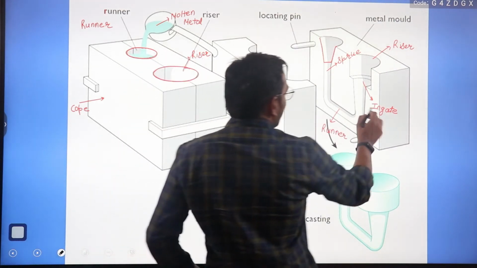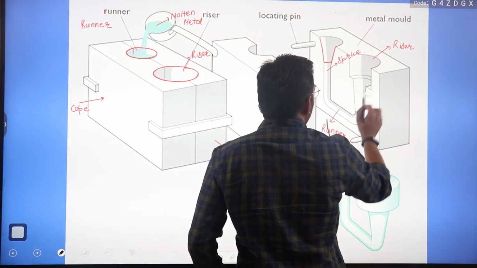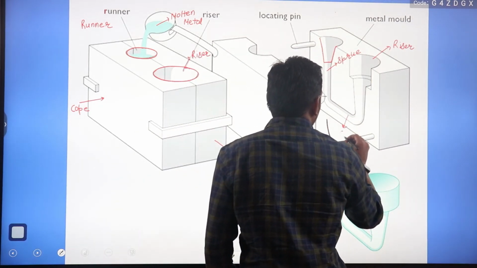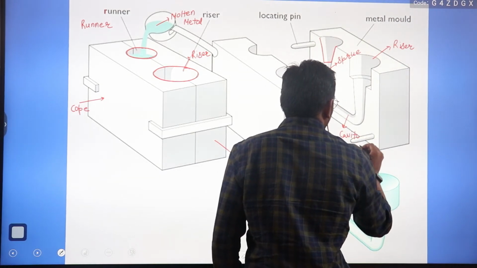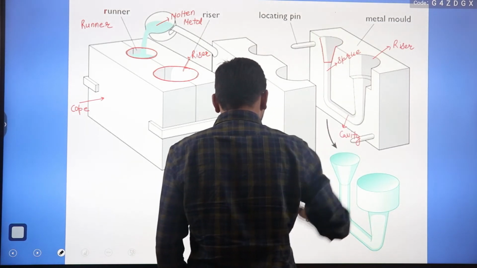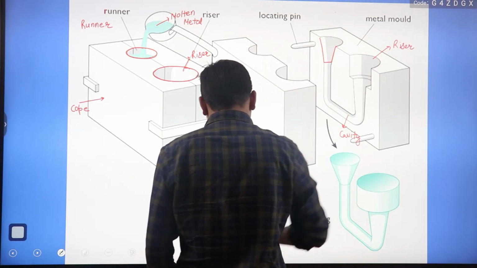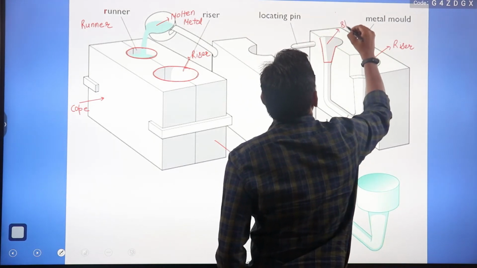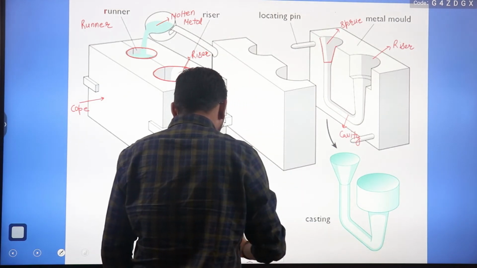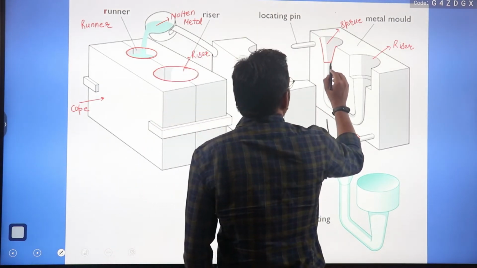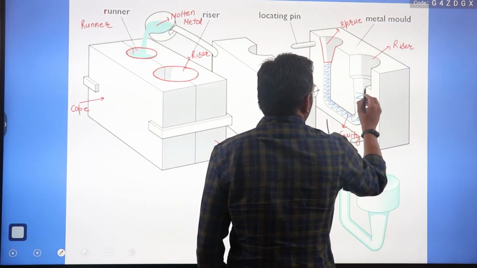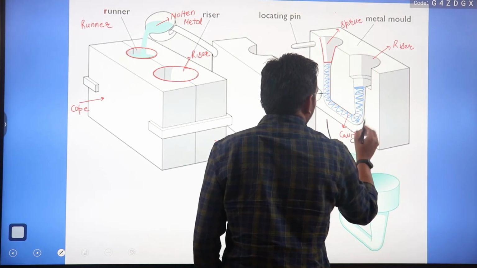Suppose in this diagram, so that there should not be any confusion, let us say that this is the cavity, this is the riser, and this is the sprue. If I highlight this, this is the cavity. This product you want, up to here, right?